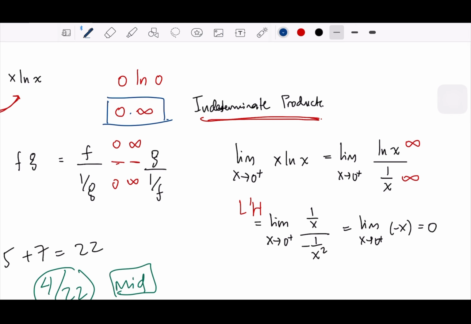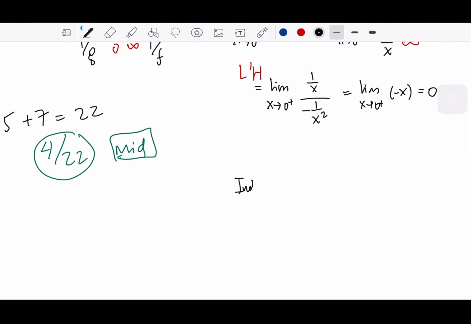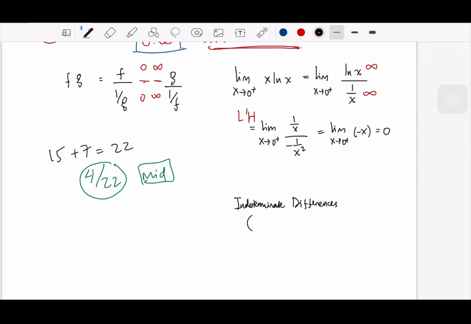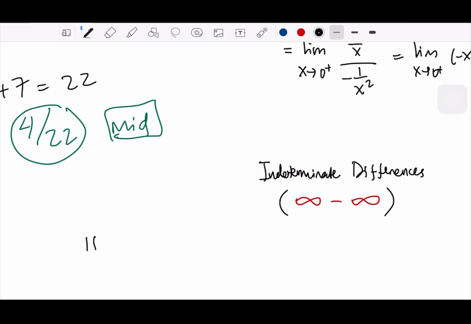Okay, another one that we have is what we call the indeterminate difference. This is when we have infinity minus infinity.